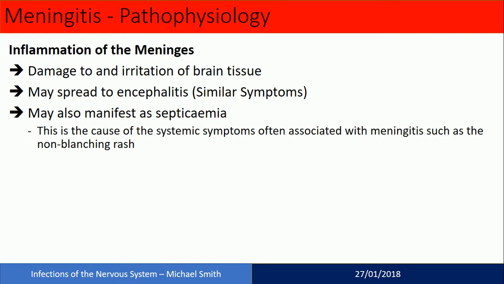The meningitis can also easily spread into the blood, and this will then cause a septicemia. And this is the cause of some of the systemic symptoms that people think of when they think about meningitis, such as the rash that's often seen.